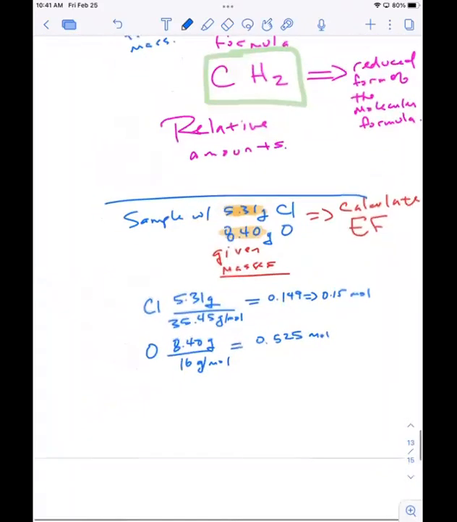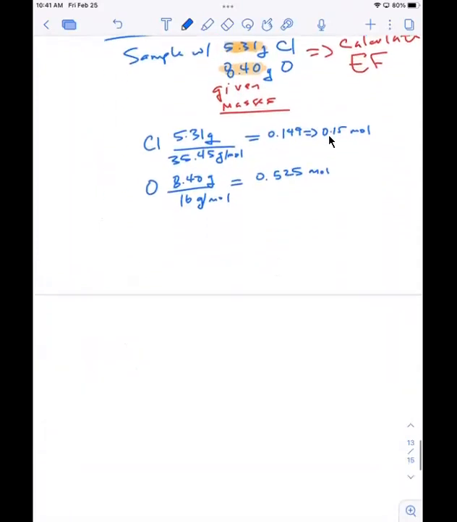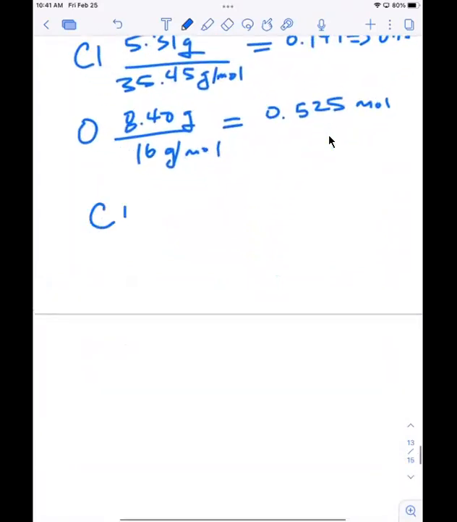So again, we're trying to calculate the empirical formula. So that means we want the number of moles of each element that makes up this compound. And now we know that, right? So we're going to write this out. So chlorine is 0.15, and oxygen is 0.525. Now what do we do? What's the next step?